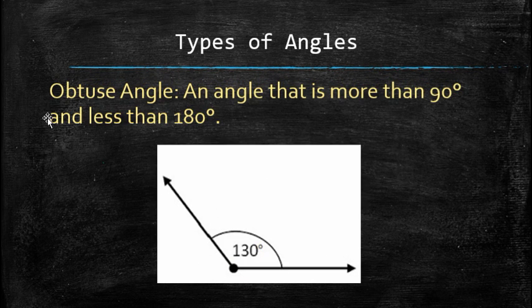Here you have an obtuse angle. So an obtuse angle is an angle that is more than 90 degrees and less than 180. So you'll see this is 130 degrees. It's more than 90 and less than 180.